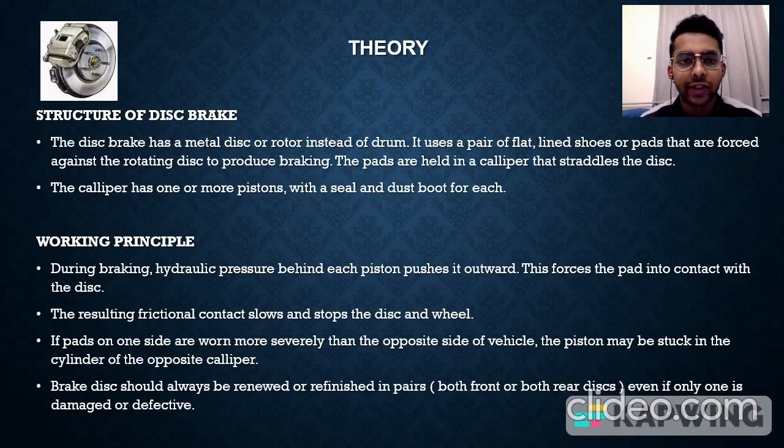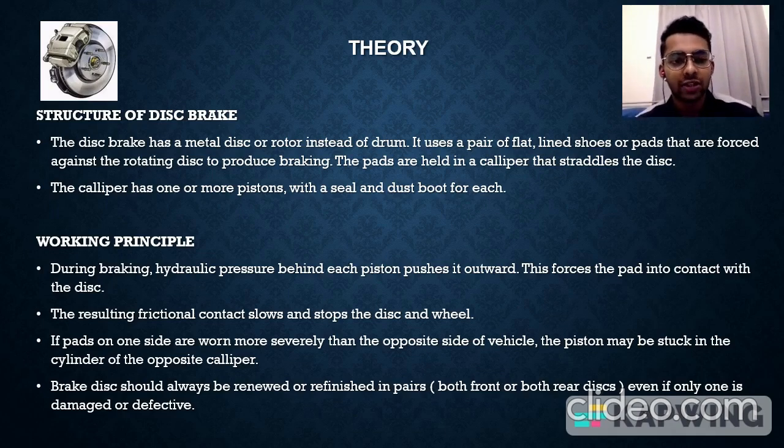So first is the theory. As you know, in this lab we'll be using the structure of a disc brake. The disc brake has a metal disc or rotor instead of a drum. It uses a pair of flat lined shoes or pads that are forced against the rotating disc to produce braking. The pads are held in a caliper that straddles the disc. The caliper has one or more pistons with a steel and dust boot for each caliper.